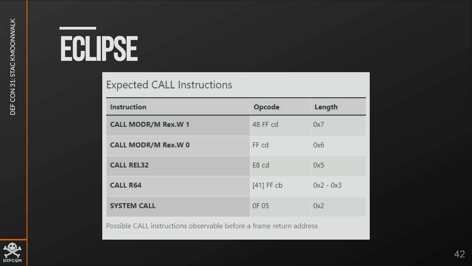So if we look here, we can tell you what we're looking for. These are the call opcodes. This is basically the assembly that we're looking for in our Eclipse detector to observe full moonwalk. So we're looking for specific types of calls. That mod REX.W basically determines if it's like a long call or a short call, for example. And then we can see a relative 32 call. The call r64 calls a register. And then of course the system call, the NTDLL lowest level call that you will often see, because NTDLL often makes the syscall for you. But if we were to observe there, we would see a syscall instruction.